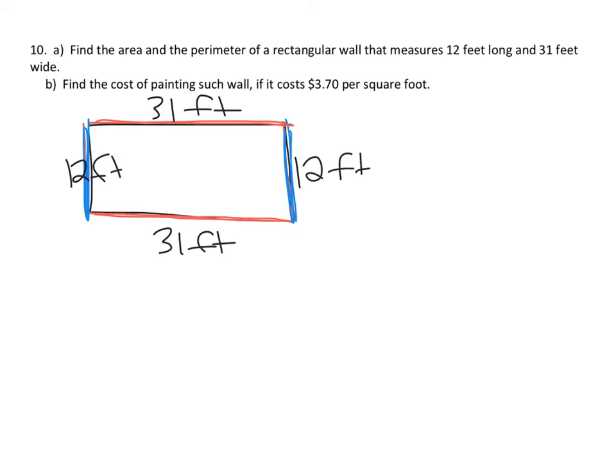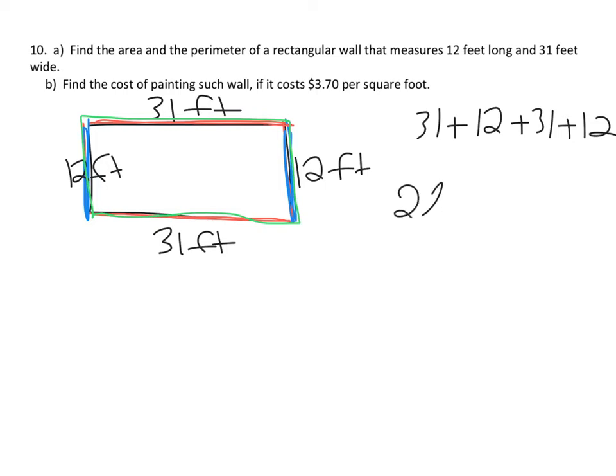So you can add all of these up to get your perimeter. Instead of thinking of this as a wall, to get a general sense of perimeter, if it was the floor and you wanted to walk around the edges, how much walking would you do? You'd end up doing 31 plus 12 plus another 31 plus 12. So it ends up being 2 times the length plus 2 times the width, 2 times 31 plus 2 times 12.